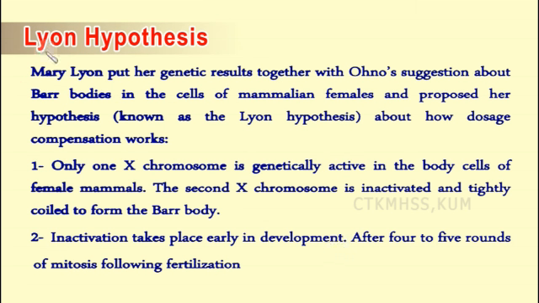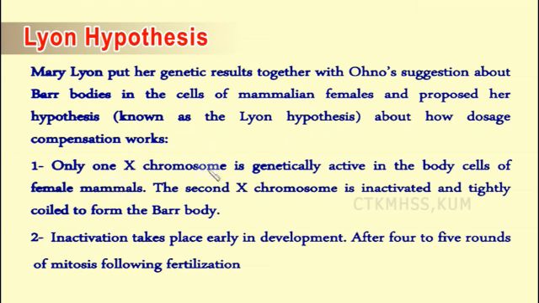So we will see Lyon hypothesis based on that. Mary Lyon put her genetic results together with Ohno's suggestion about Barr bodies in the cells of mammalian females and proposed her hypothesis, and that hypothesis is known as Lyon hypothesis, about how dosage compensation works. So this is what is already explained.